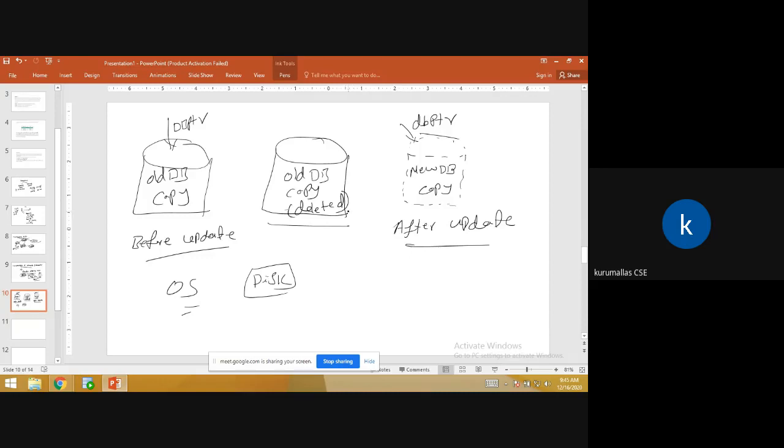Okay, so this is about the shadow copy technique. If you maintain shadow copies inside the database, whatever manipulations you want to do, you apply them on the new database. Once everything is done, the old database and new database are clear after modifications, and everything is preserved successfully.